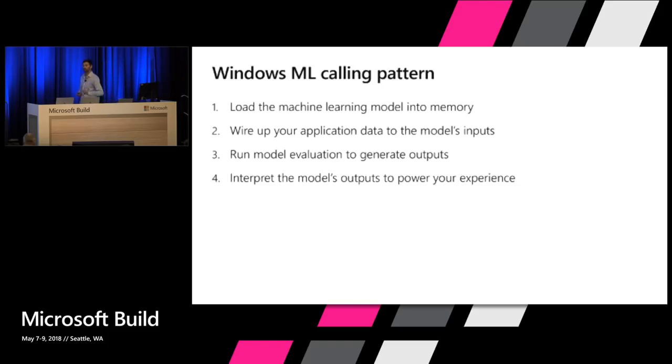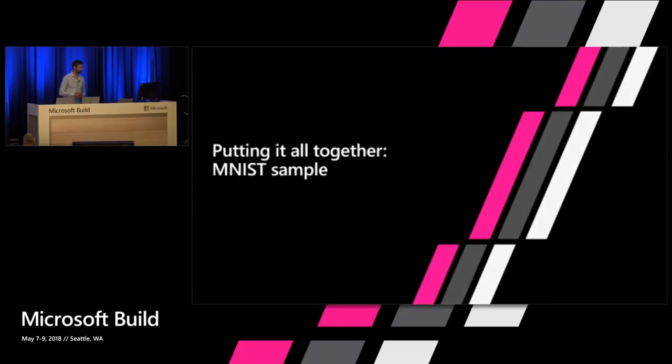For those of you who aren't familiar with models, at this stage, just think of models as a function. They take inputs, they produce outputs, and inside they encapsulate a bunch of functionality. Once I've wired up my inputs, I can run evaluation on that model to generate outputs. And then I can interpret those outputs to drive my application experience. Let's put it all together with a quick code sample.